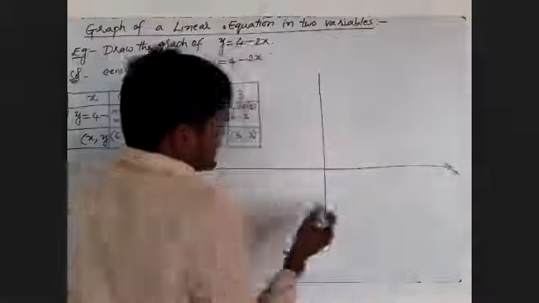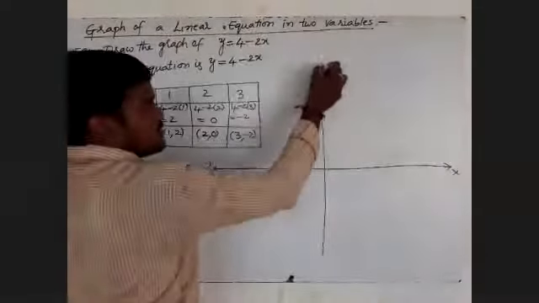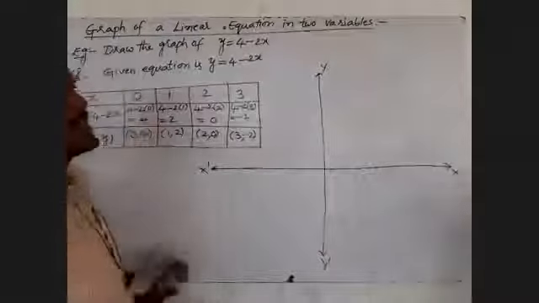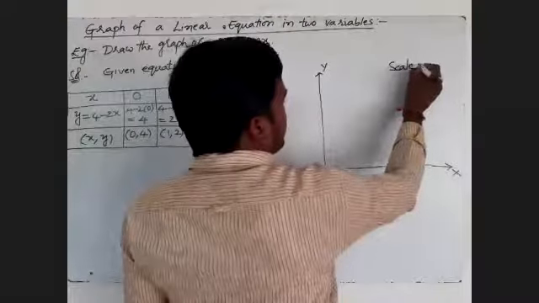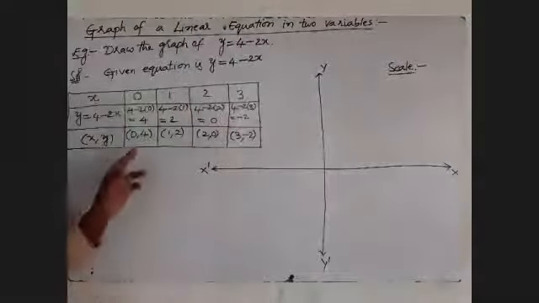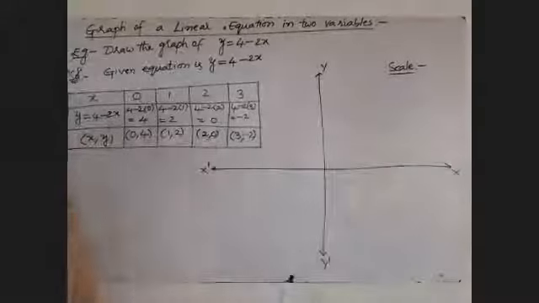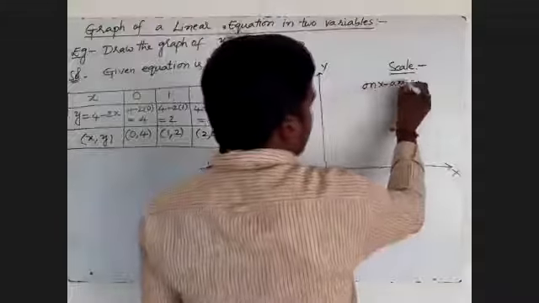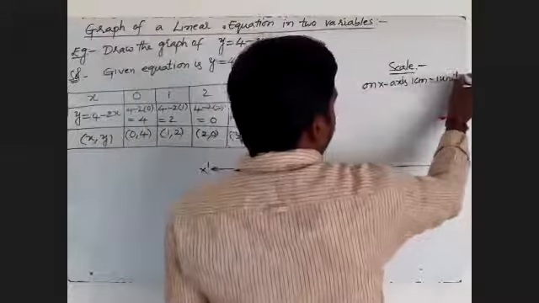This is x-axis. This is x dash. This is y. This is y dash. First, we will write the scale of the given graph. We observe the x coordinate values 0, 1, 2 and 3. First, we will write on x-axis, 1 centimeter is equal to 1 unit.